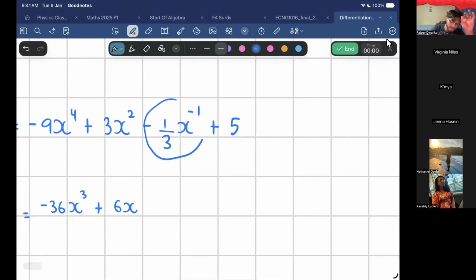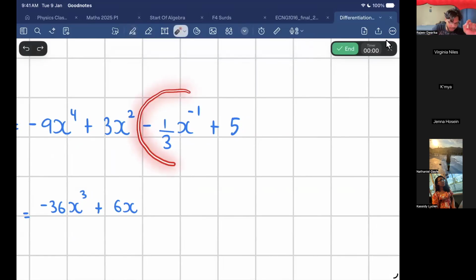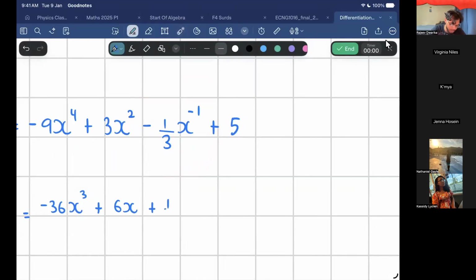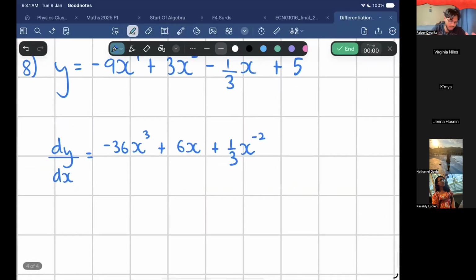Okay, this one might be a bit tricky. We're going to multiply everything here by what? -1. Good. And specifically, what number am I going to multiply by -1? Minus a third. Right. What is minus a third times -1? Positive a third. So you put plus here, plus a third. You're going to write back the x, and we're going to do the power. -1 minus 1, which is -2. Good. And if you differentiate 5, that's just going to be what? 0. Good.